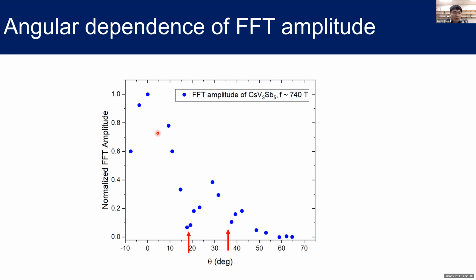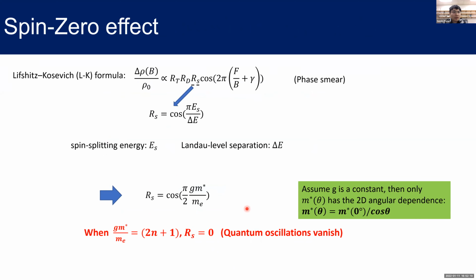This repeats our discovery. At around 0 degrees, we have the maximum amplitude, and then it decays quickly. At around 19 degrees, the amplitude nearly vanishes, and then increases again, and then vanishes again at around 37 degrees, and so on. So this phenomenon reminds us of a very famous effect, the spin zero effect in quantum oscillation. Next, I'm going to introduce the spin zero effect.